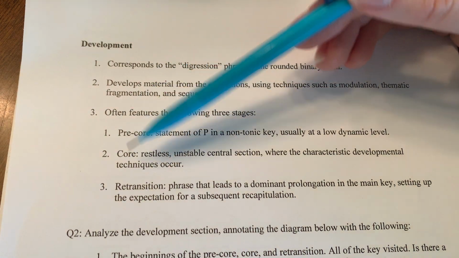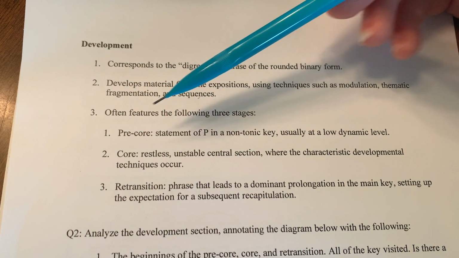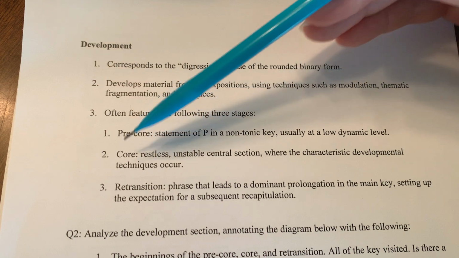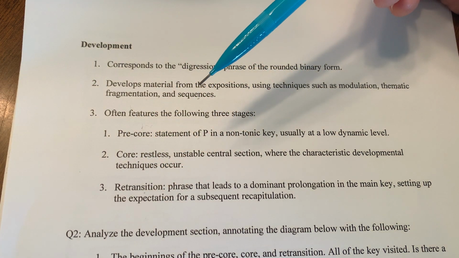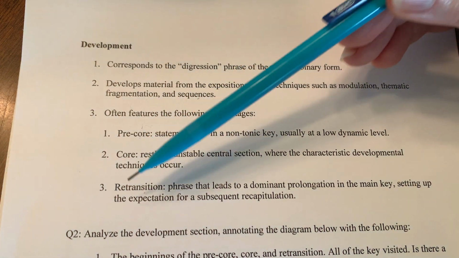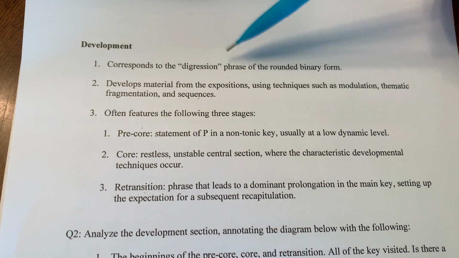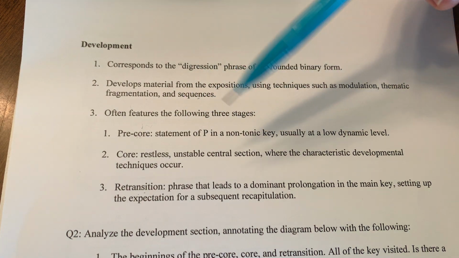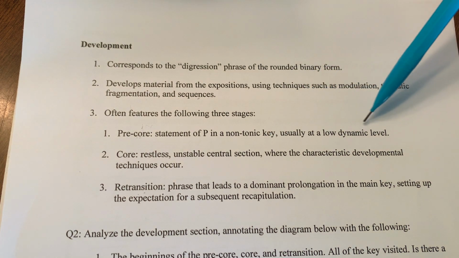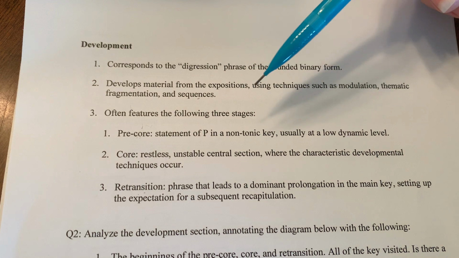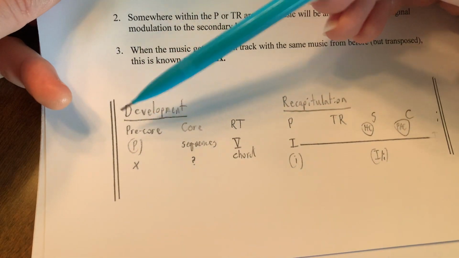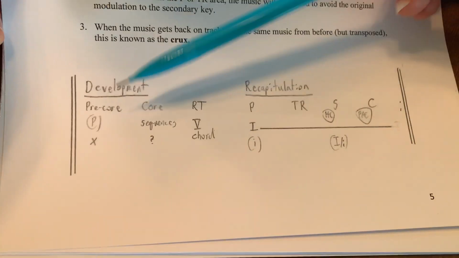Now, one thing you can do with this is kind of interesting, and it's difficult to know when these different sections, stages begin and end, but many developments have the structure of a pre-core and retransition. These are terms from William Caplin's classical form book. So pre-core, retransition. What's that going to be? Pre-core is what usually happens at the very beginning of the development. A lot of times we return to P in some non-tonic key, and it's usually stated at a low dynamic level. So pre-core, we usually get P at the very beginning, and it's usually at a low dynamic and in some non-tonic key. So this is somewhat predictable. I mean, there are some developments that don't start off this way, but we might get P.